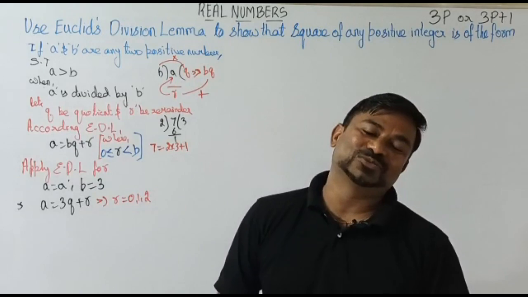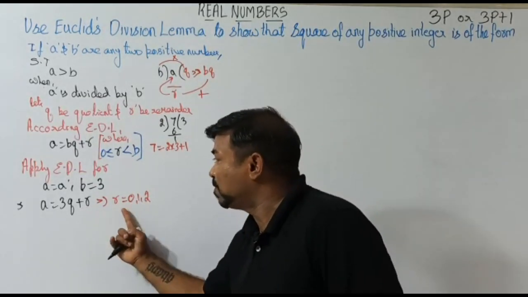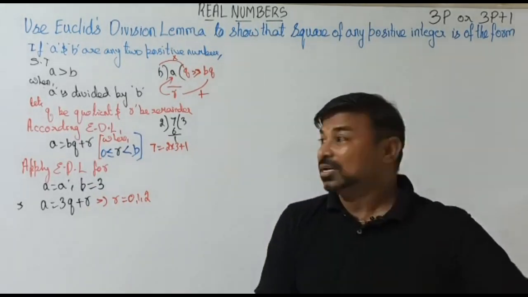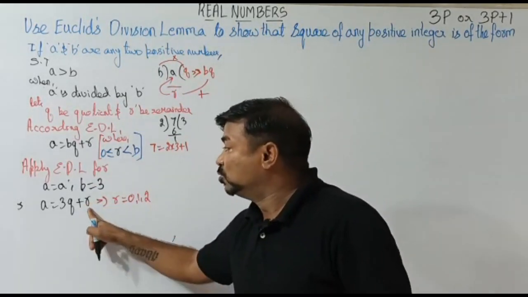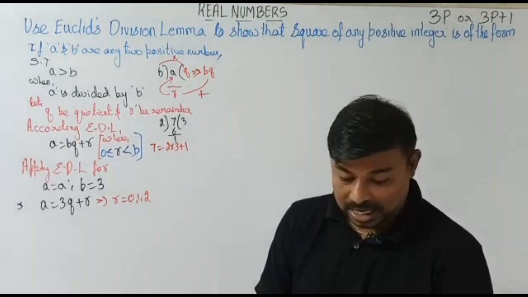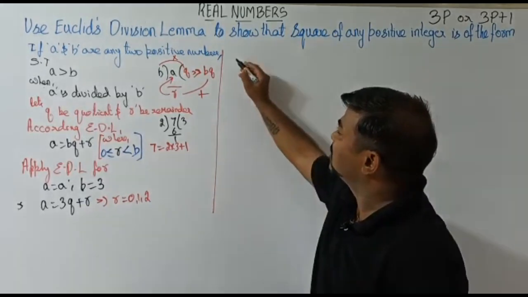These are all the numbers we get. Now let us substitute 0 in the place of r and square it. Let us substitute 1 in the place of r and square it. Let us substitute 2 in the place of r and square it. Let us see that one. We are taking the first one.